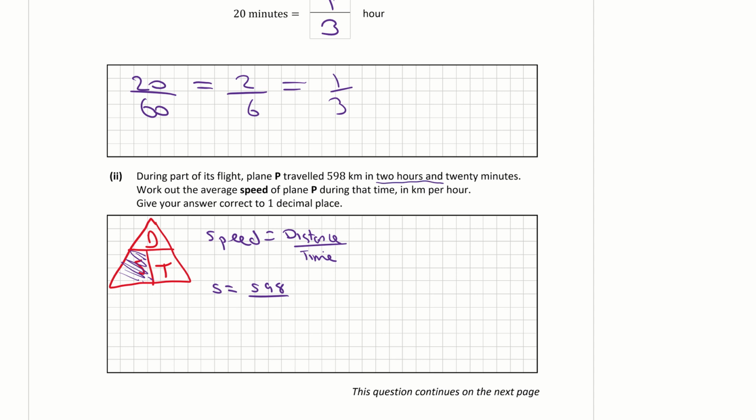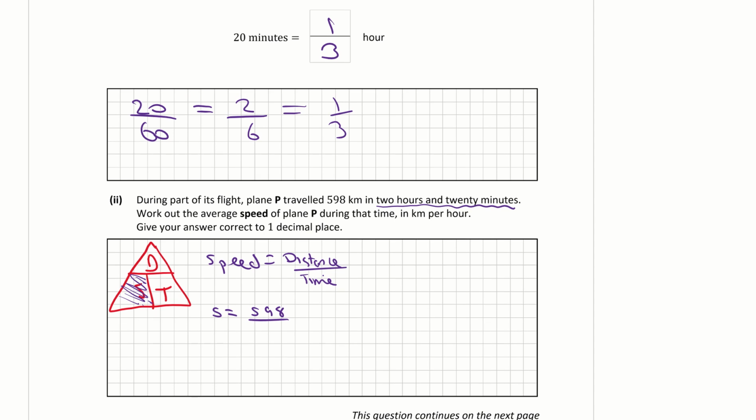Now the time took 2 hours, 20 minutes. You can turn that into complete minutes if you want: 60 plus 60 plus 20, so 140 minutes. Or you can use what we found in part 1 as a fraction. 20 minutes as a fraction is a third, so 2 hours and 20 minutes is 2 hours and 1/3. So 2 1/3 hours. It's up to you how you want to type it in your calculator.